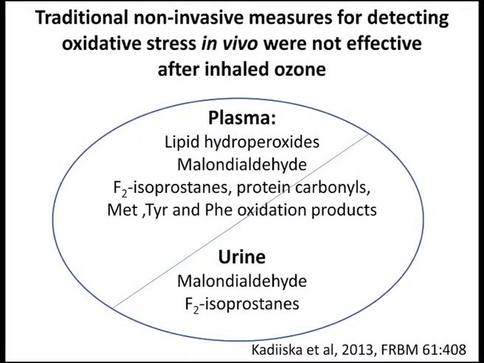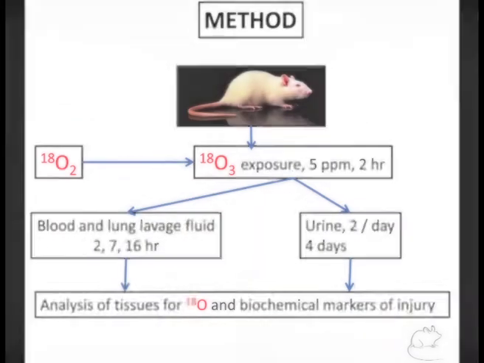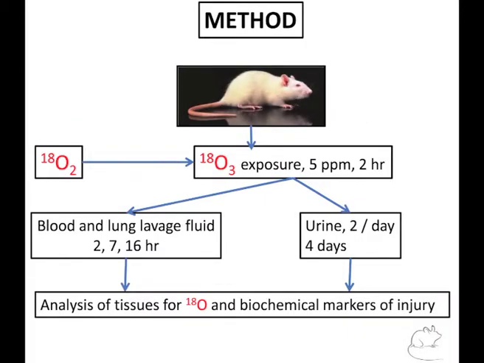A previous search for non-invasive markers of oxidative stress following ozone exposure in rats showed that traditional measurements were not effective. Our study investigates the fate of this bound oxygen by exposing rats to oxygen-18 labeled ozone, then measuring the levels of oxygen-18 in the blood and urine of the rats following exposure.